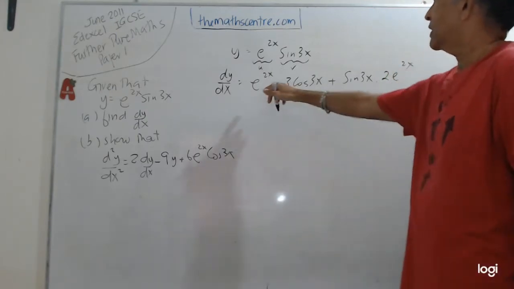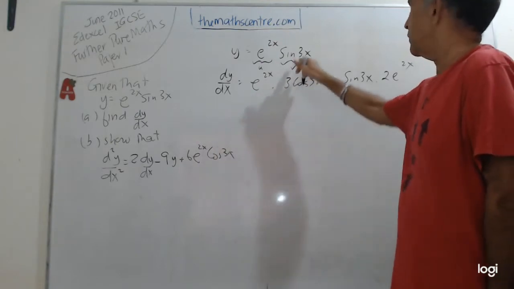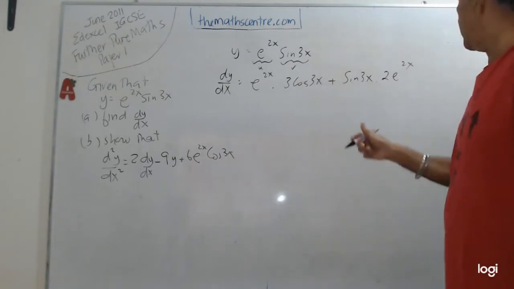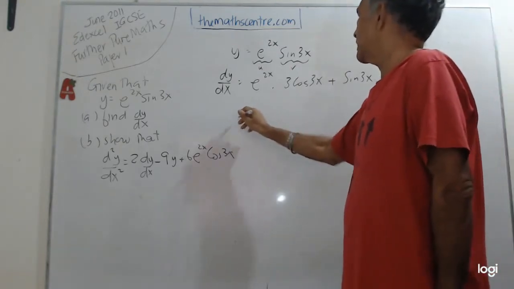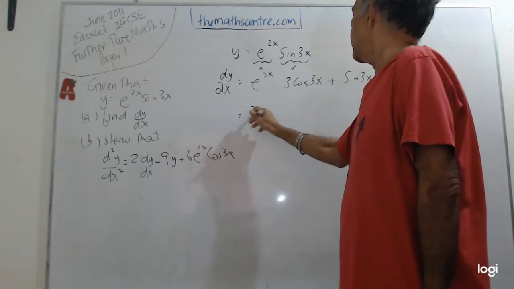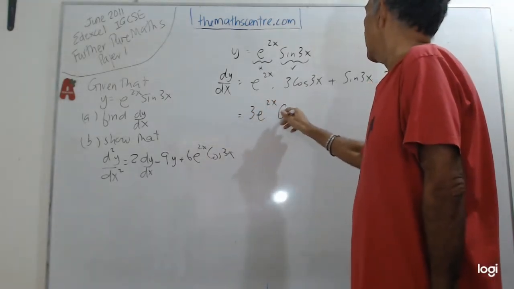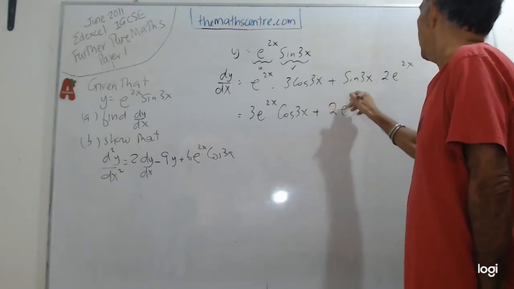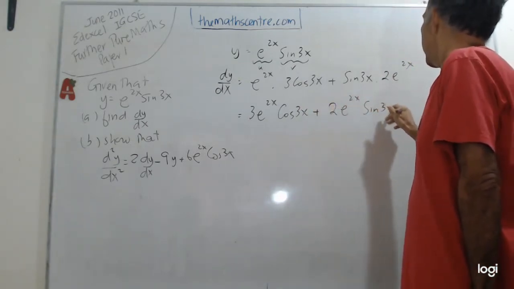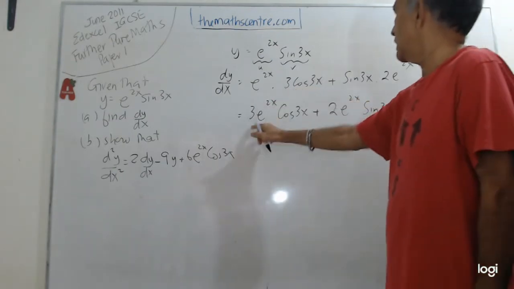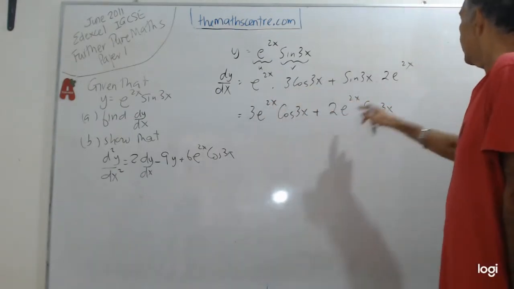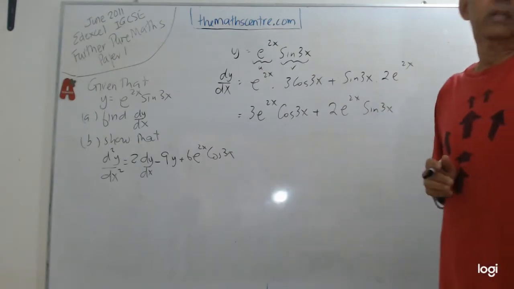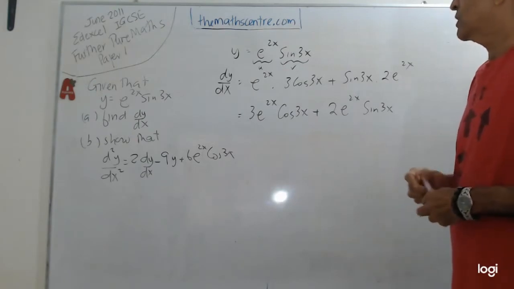So I've written the first term down, e to the power of 2x, and differentiated sine 3x, and then I've written down sine 3x and differentiated e to the power of 2x. Let me write this down in a presentable manner. I have 3e to the power of 2x cos 3x plus 2e to the power of 2x sine 3x, and that's dy/dx. That's not bad.